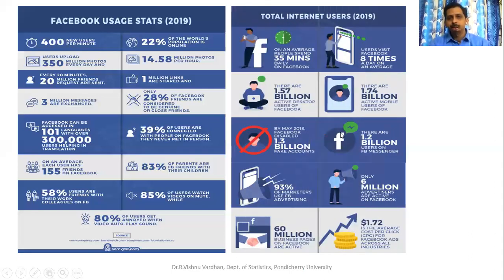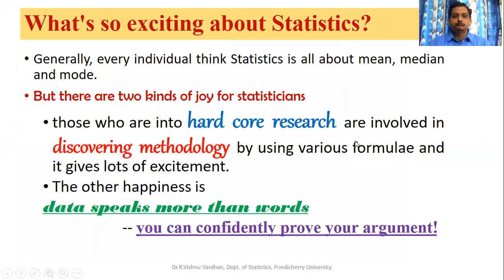Now there are some more fascinating things: there are 1.5 billion active desktop users alone. See the filter here: desktop users, and Facebook, disabled fake accounts, revenue generated, and many users visit Facebook 8 times on average. Whenever we find time, and most of the time we find it for social media, I agree that it might have increased now, because this is 2019 data.